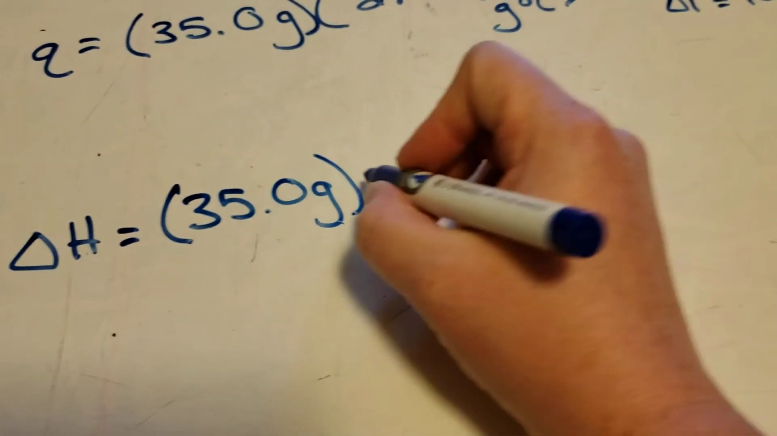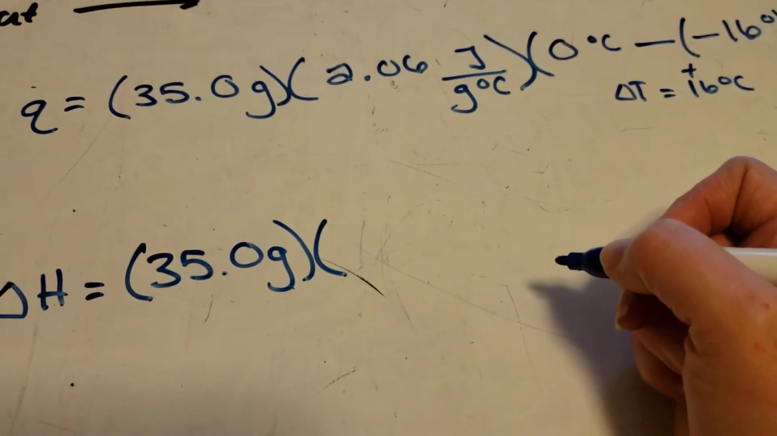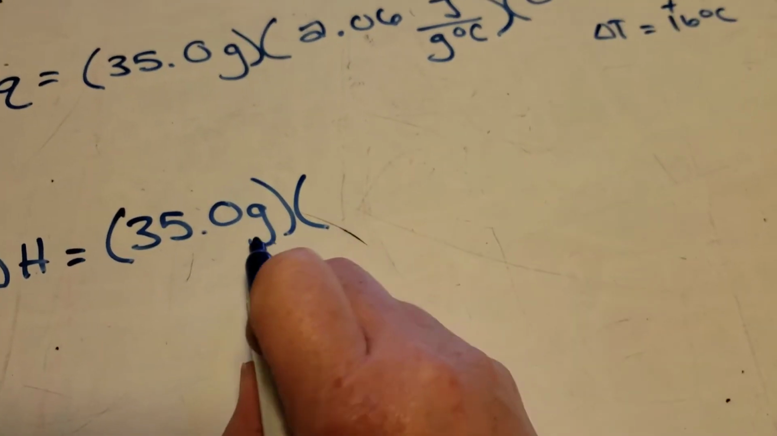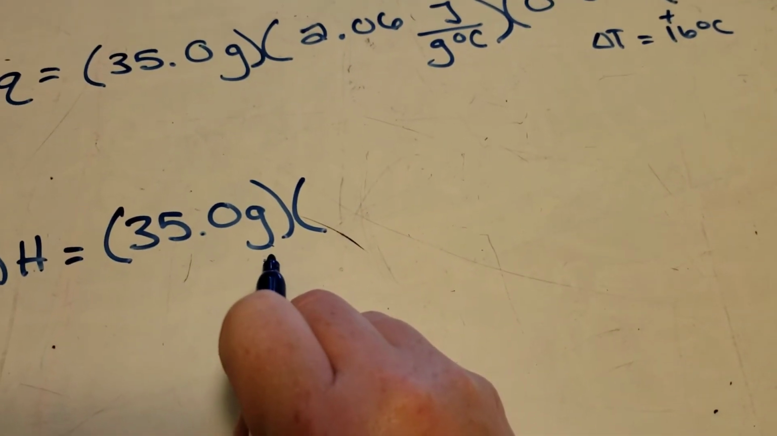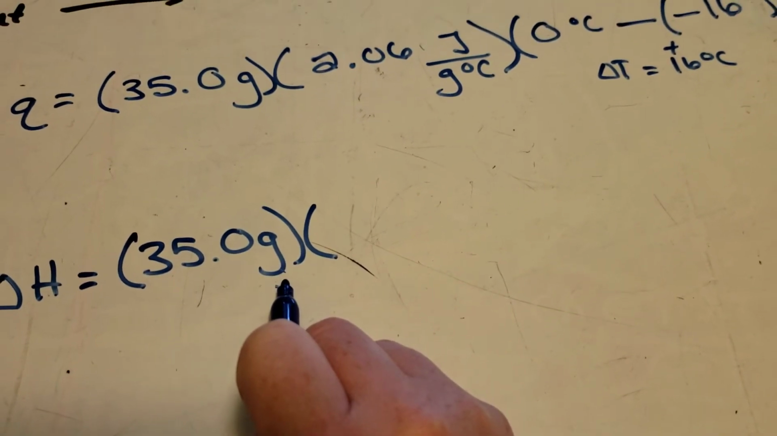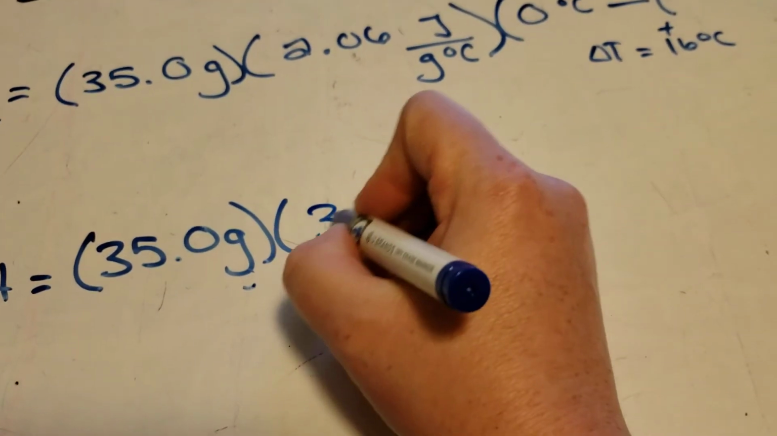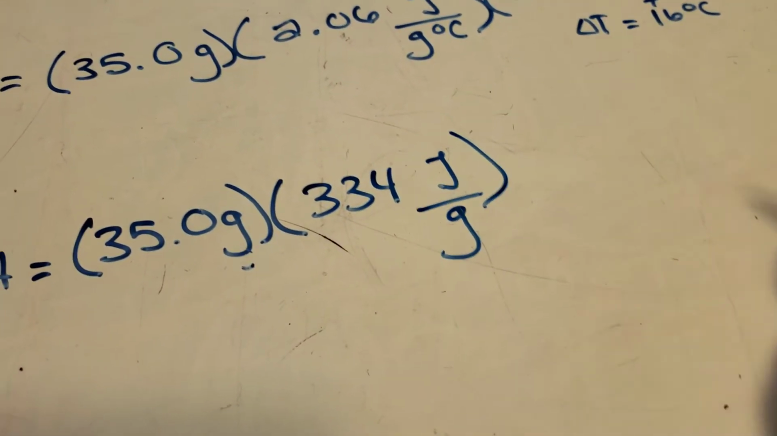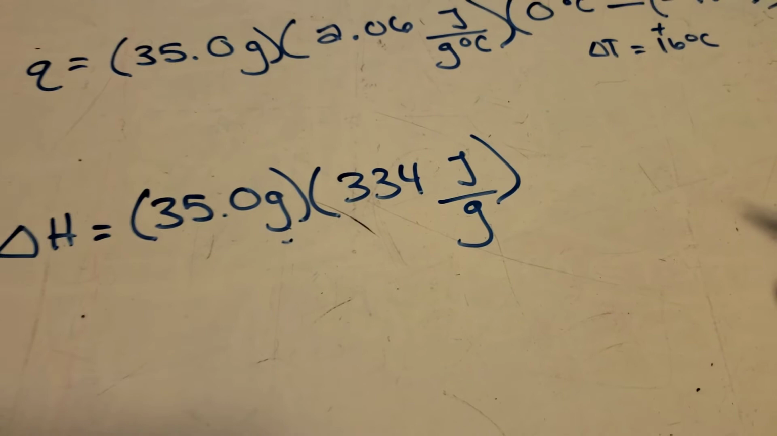All right, so my mass is the same, 35.0 grams. And then the heat of fusion for H2O, and I want the one that has grams, not moles, because you can also do moles times heat of fusion, is 334 joules per gram. All right, and then that's it for that problem.